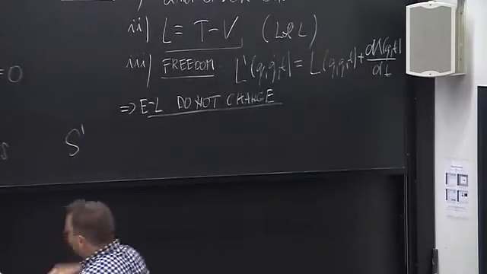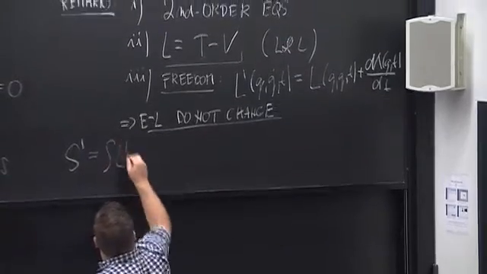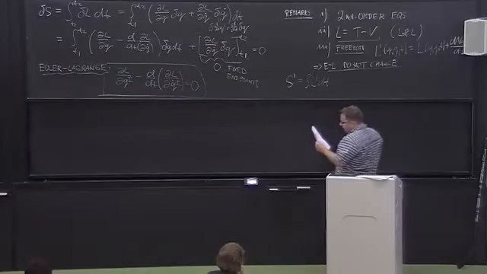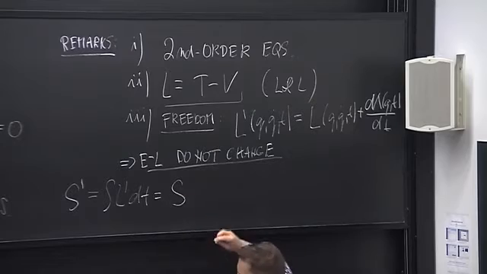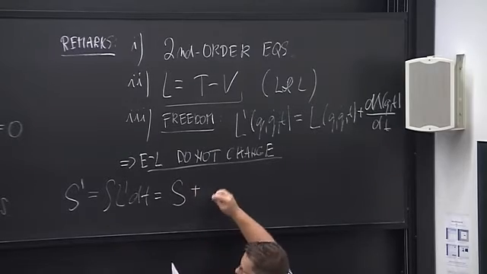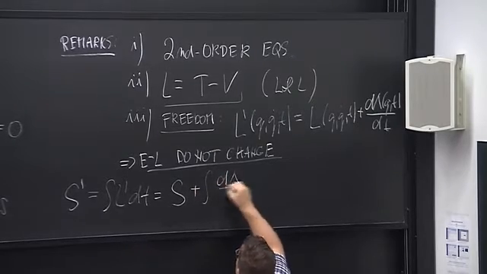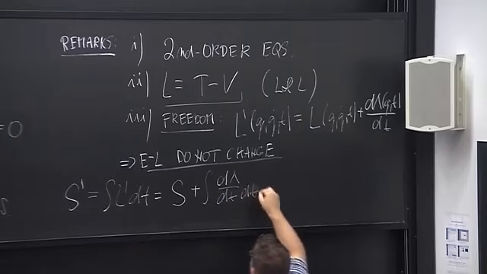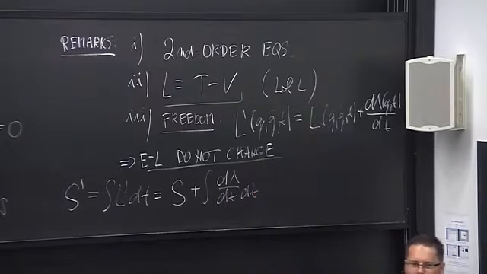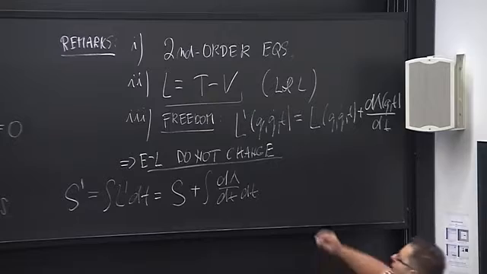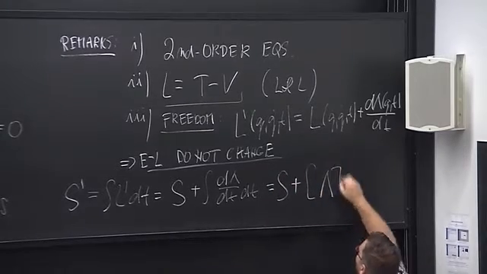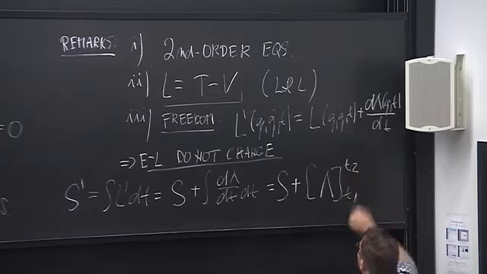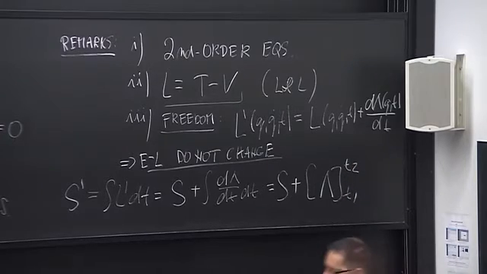Your new action is just given by the integral of L prime dt, which is the old action plus the integral of d lambda dt. But of course, I can integrate the total derivative. It's just lambda. It gives you just the boundary term. So this is S plus lambda evaluated between t2 and t1. So this is your new action.